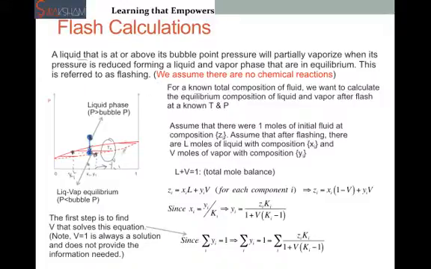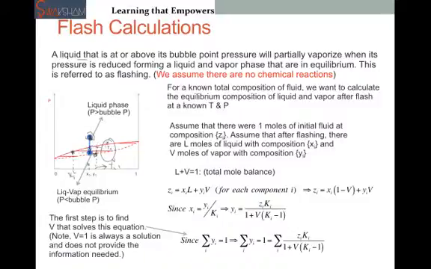We can calculate the equilibrium condition of flashing using the equilibrium coefficients that we have looked at, or the Raoult's law that we have looked at a little while ago. So for a total composition of fluid, we can calculate the equilibrium composition of liquid and vapor phase after the flash at a known temperature and pressure. Assume that there were 1 mole of initial fluid at composition Zi. In this particular case, we know that the fluid was in the liquid phase, but it is not necessary that we know that a priori. Maybe the fluid is in a liquid-vapor phase right here, and we are bringing it down to the liquid-vapor phase right here.